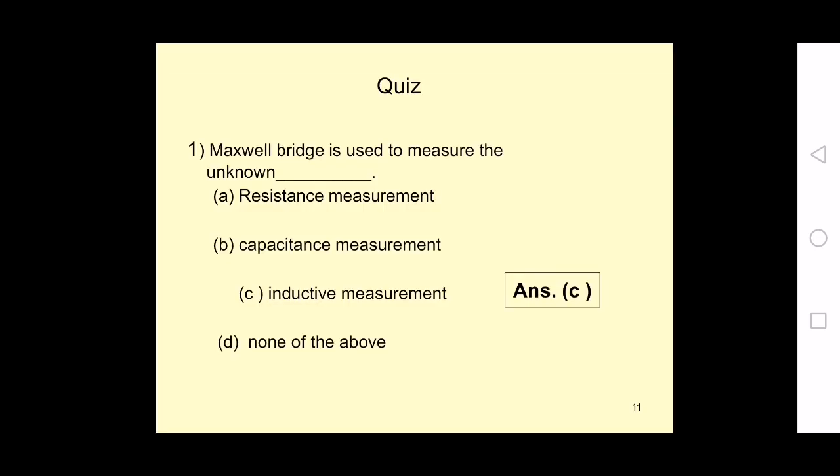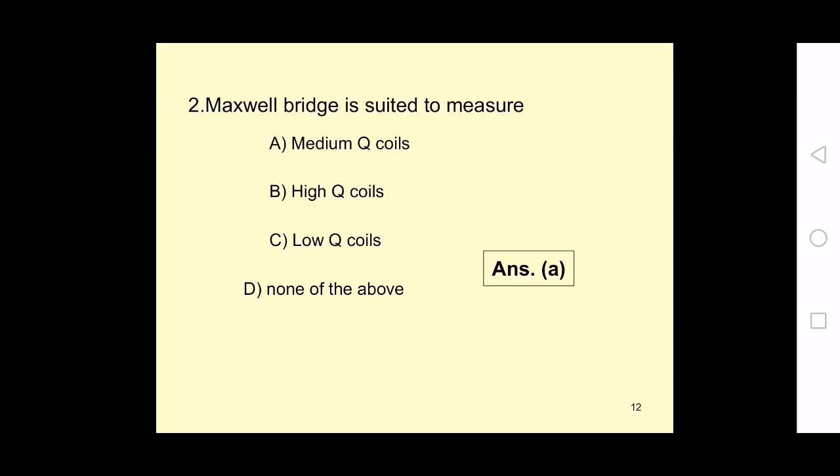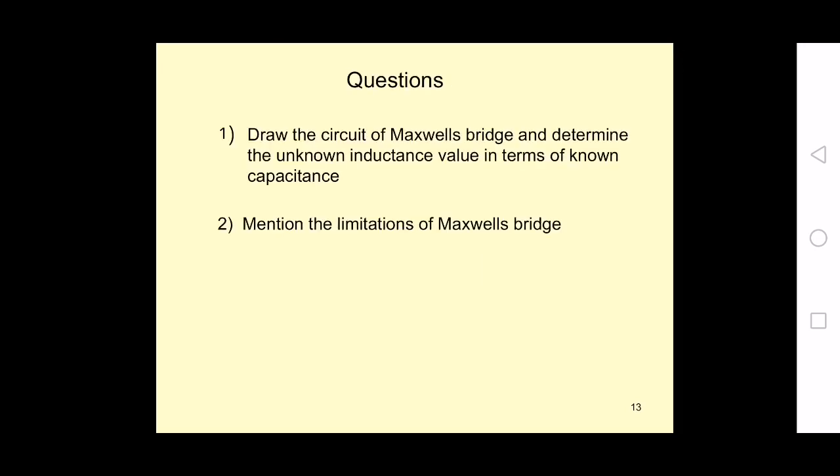Maxwell bridge is used to measure the unknown inductance. It is used to measure medium Q coils, not high and low Q coils. For short questions, you can be asked to mention the limitations of the Maxwell bridge, what is the use of the Maxwell bridge, draw the circuit of the Maxwell bridge and determine the unknown inductance value in terms of the known capacitance, or you can be asked some simple problems on the Maxwell bridge equations. Thank you everyone.